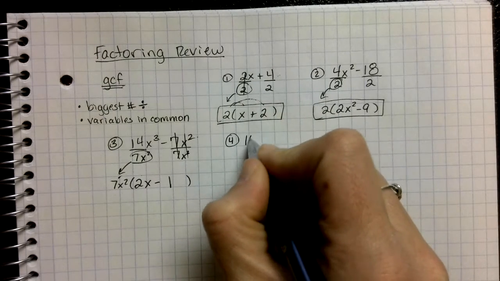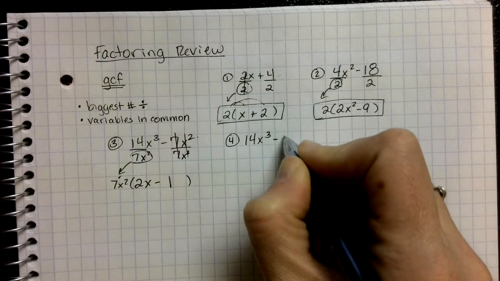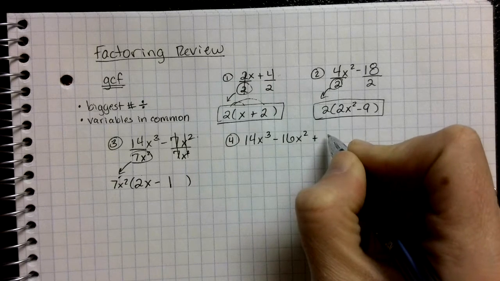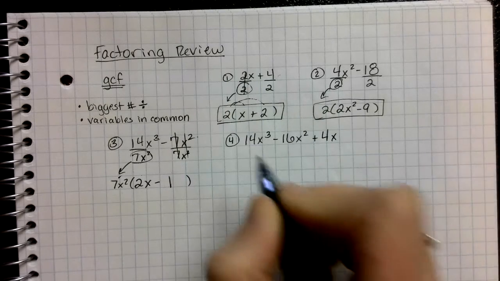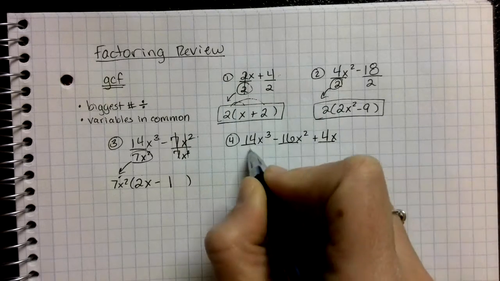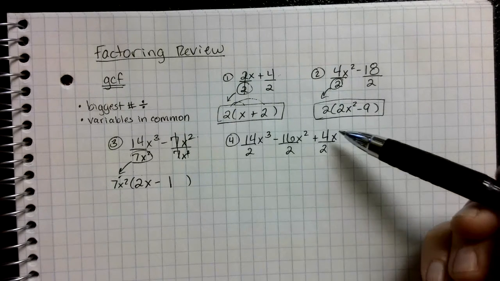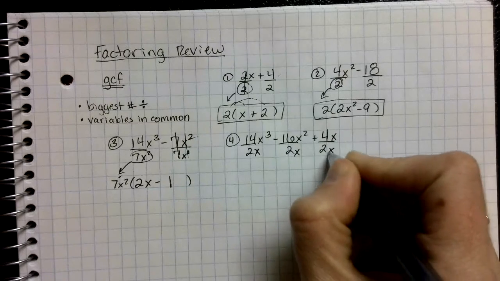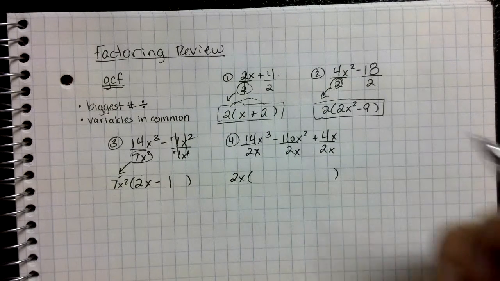So one more of these, if we have 14x cubed, I don't know, let's go minus 16x squared plus 4x. So the biggest number I can divide all these by is 2. And the maximum number of x's I can take has to be my smallest number available, so just 1. So this 2x goes on the outside, and I'm dividing and I'm taking away an x.